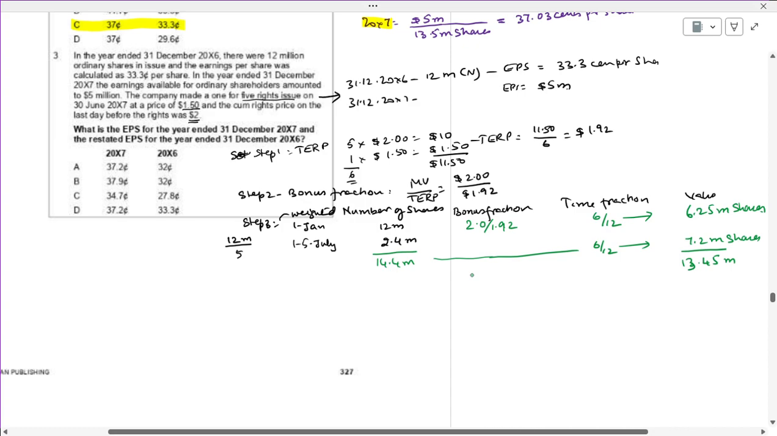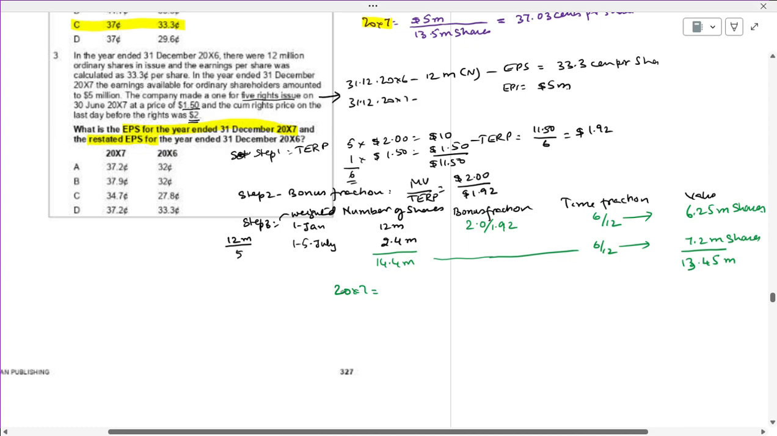Now you have to calculate. First, see what they said. They say you have to calculate EPS for 2007 and restated EPS. Restated EPS is nothing but you have to reverse the bonus fraction. Okay, you have to reverse the bonus.